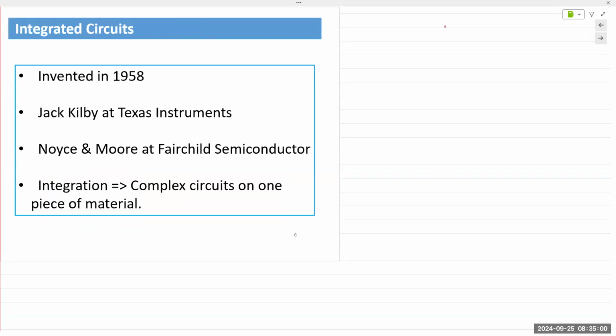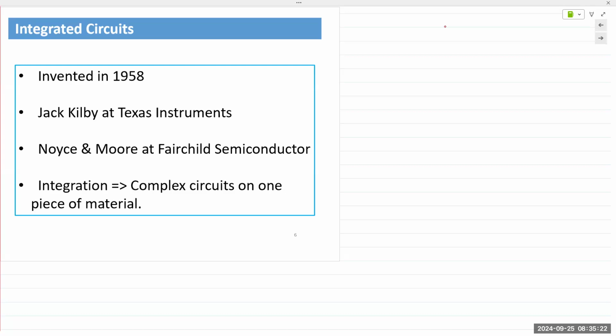From the discovery of the transistor, or not the discovery, I would say the demonstration of a working transistor, we then moved into the era of integrated circuits. Integrated, as the word suggests, you take different components or discrete components and integrate it all onto one single chip. That's what we call a microchip, right?